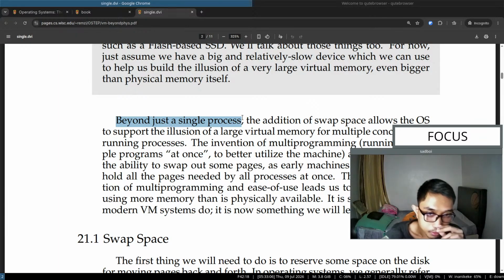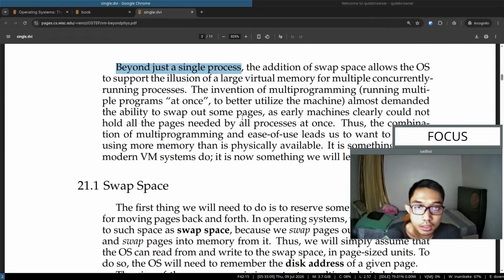Beyond just a single process, the addition of swap space allows the operating system to support the illusion of a large virtual memory for multiple concurrently running processes.